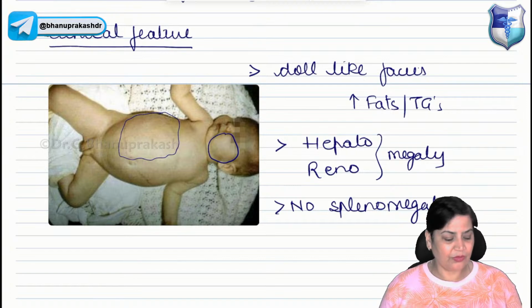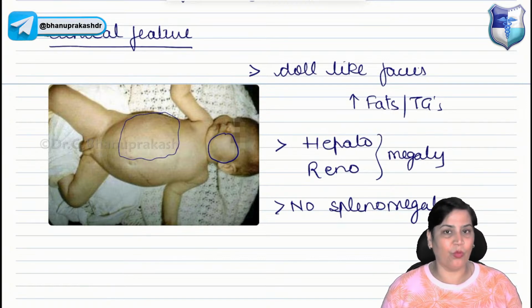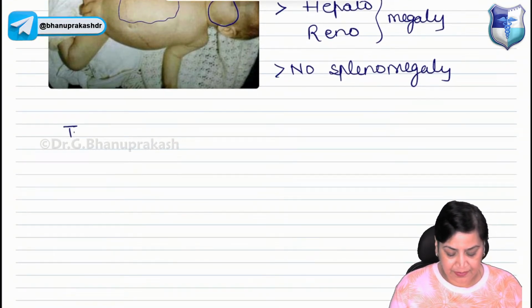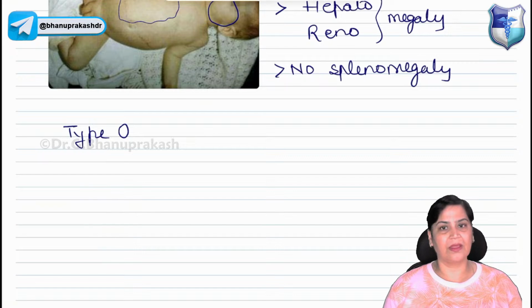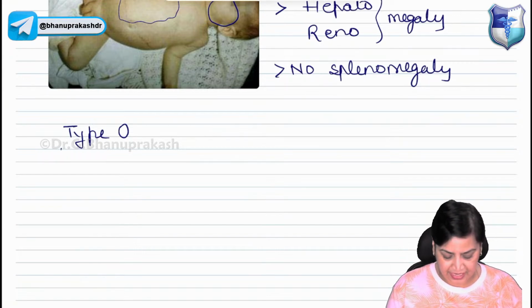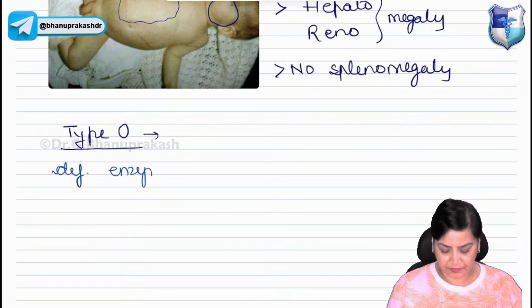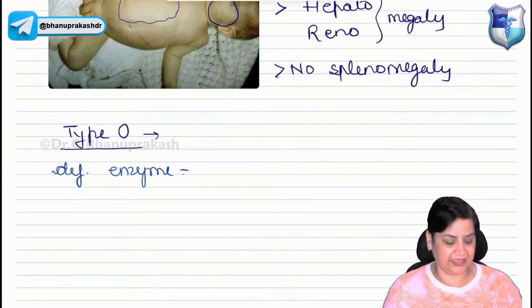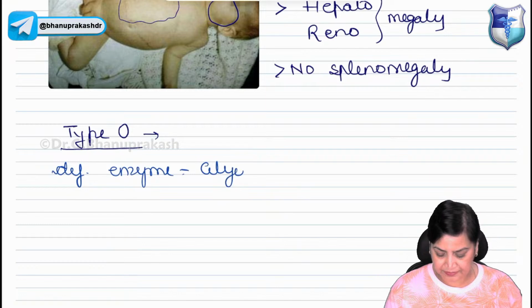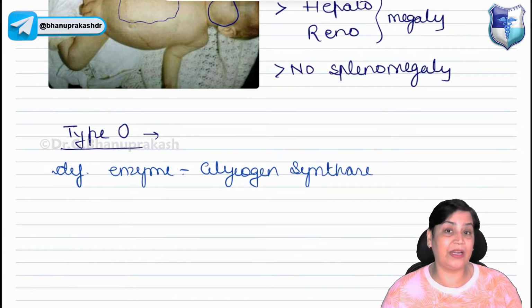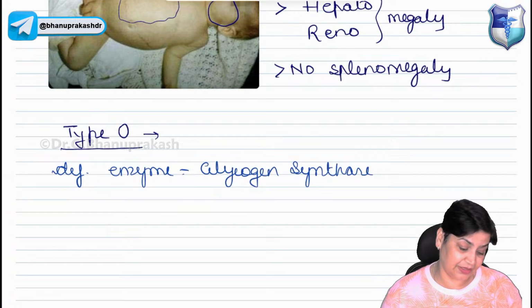So von Gierke's disease is type 1A. Now, another disease related to this is type 0. Type 0, type O, whatever you can say. In type O or type 0, the deficient enzyme is glycogen synthase. So obviously, here the principal enzyme required to synthesize glycogen is absent. Clear?